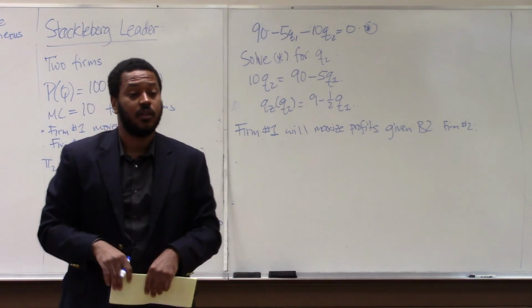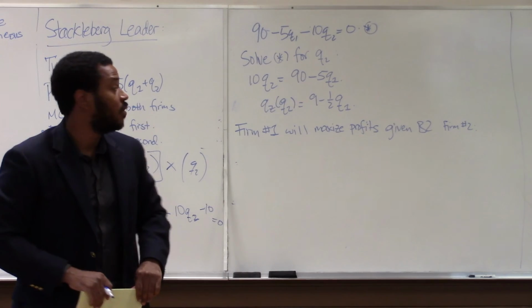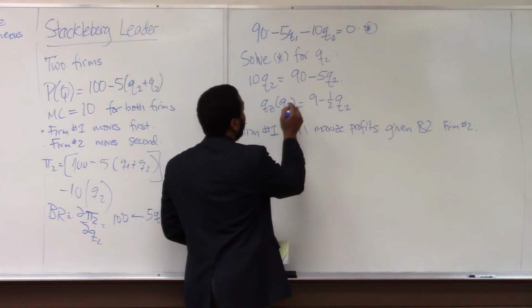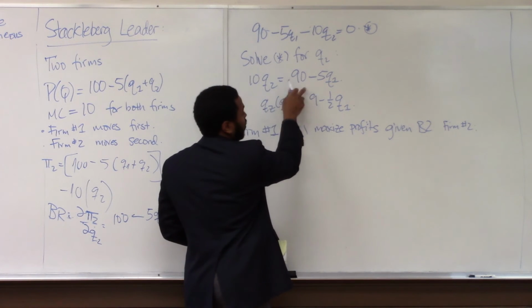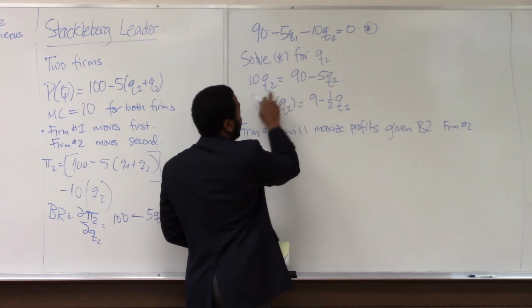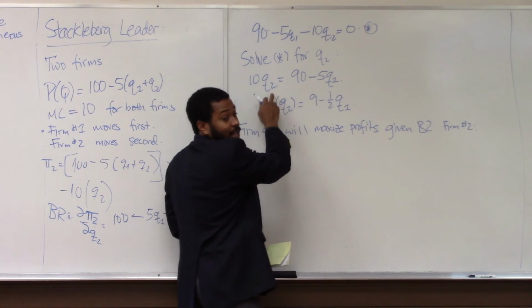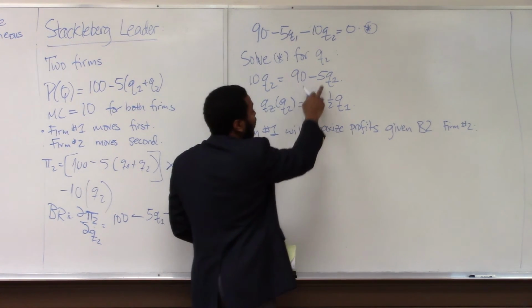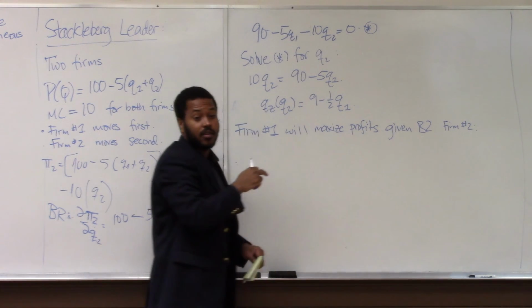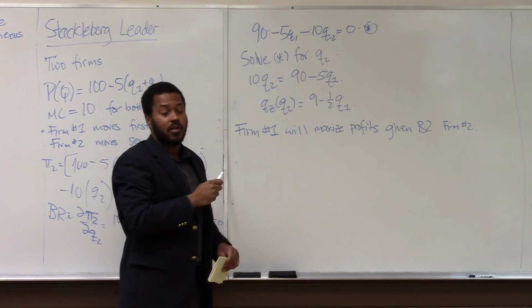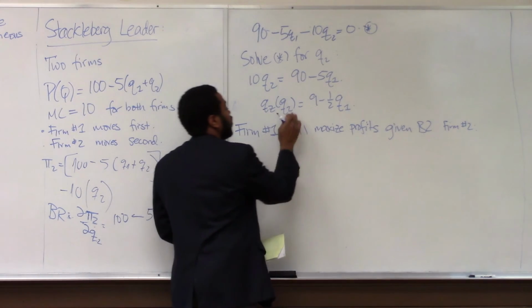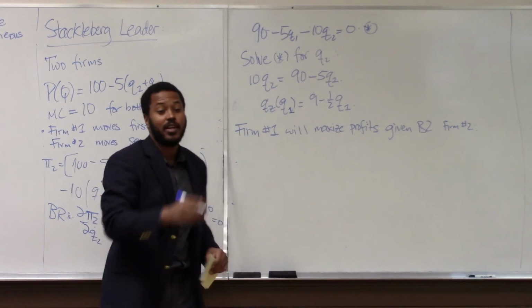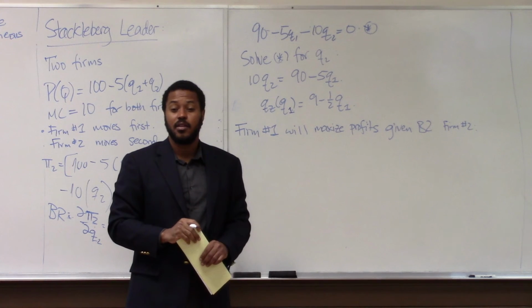Can you explain how you get from 10 Q2 to the next one? Yes, I divide each side by 10, so 10 Q2 divided by 10 is Q2, 90 divided by 10 is 9, and 5 divided by 10 is a half. So it's Q2 as a function of Q2. Oh, this should be Q1. That was a labeling error, sorry about that. Very nice catch. Any questions?